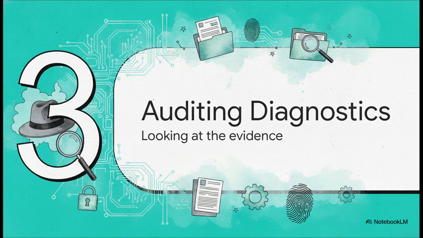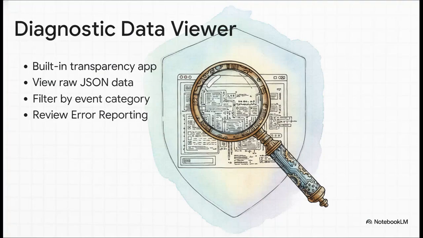Section 3. Auditing your diagnostic data. Looking at the evidence. So how do we know exactly what is in that heartbeat? Well, before we start modifying registry keys, we need to examine the evidence, just like a detective. Microsoft actually provides a fantastic tool for this. The Diagnostic Data Viewer is a built-in transparency application you can grab right from the Microsoft Store. It lets you physically see every single byte of data being transmitted in raw JSON format.